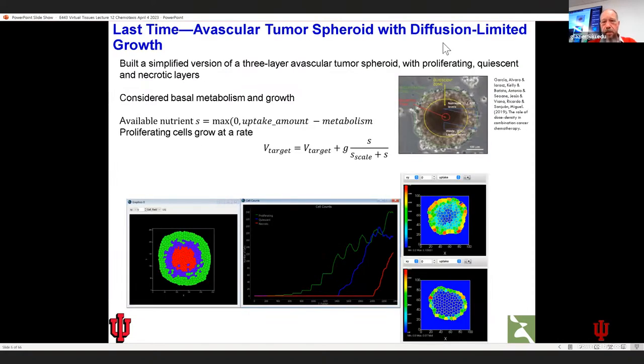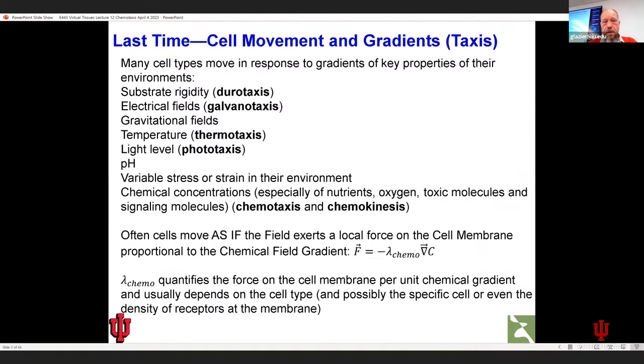Okay, so I want to come back now to where we were last week. We had talked about the avascular tumor spheroid with diffusion-limited growth, and the idea of basal metabolism and how the uptake and diffusion length of a critical limiting nutrient could lead to different rates of tumor growth and morphologies. And then we started last week on talking about what's called taxis, how cells respond by moving into gradients in their environment.